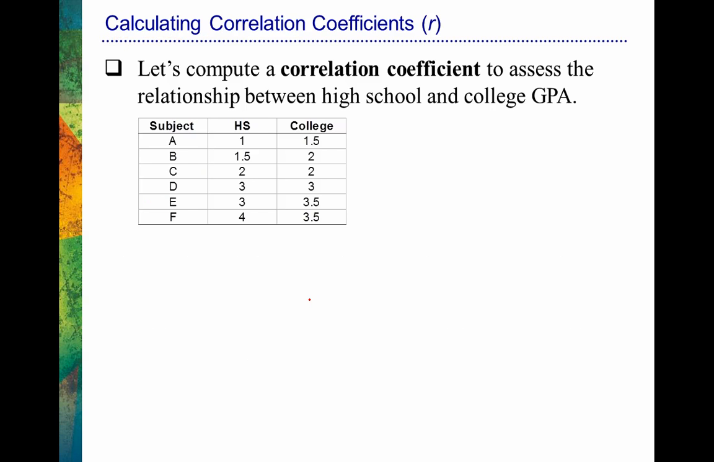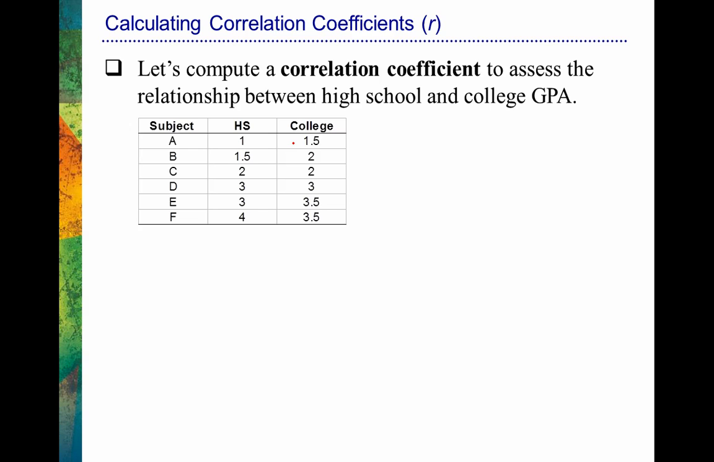So we're going to use this example. This is an example between high school and college GPA. And for each person, here's person A, I have their high school GPA and their college GPA. So for each person, we have two different variables measured.